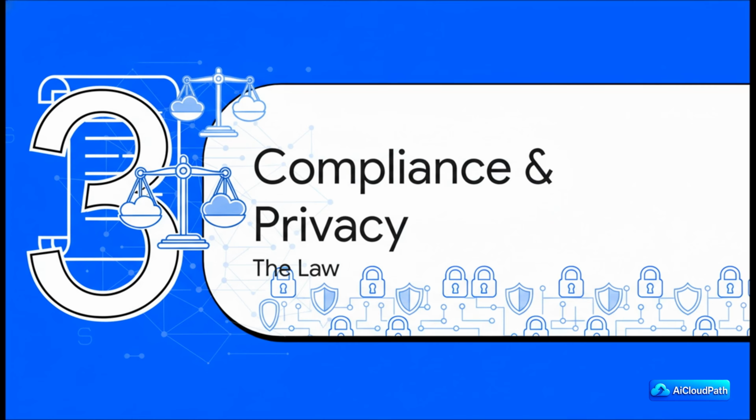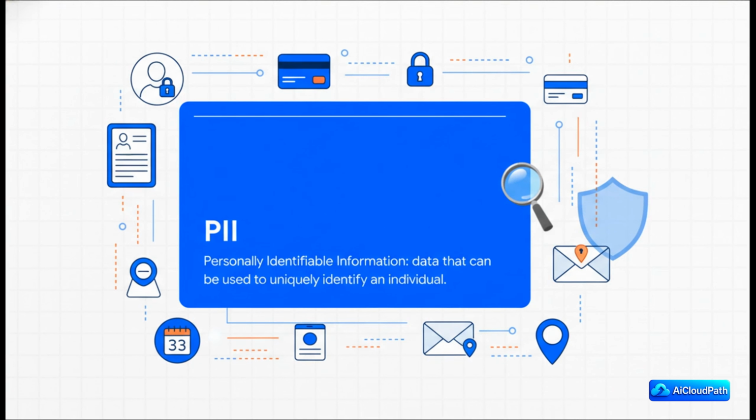Okay, on to our third and final pillar, the law. Look, having the world's strongest technical fortress is great, but it's not enough. You have to operate within the legal and ethical rules of the road, and that's where compliance and privacy come into play. Now, to even begin to understand compliance, we have to know what we're trying to protect, and that starts with PII, which stands for Personally Identifiable Information.